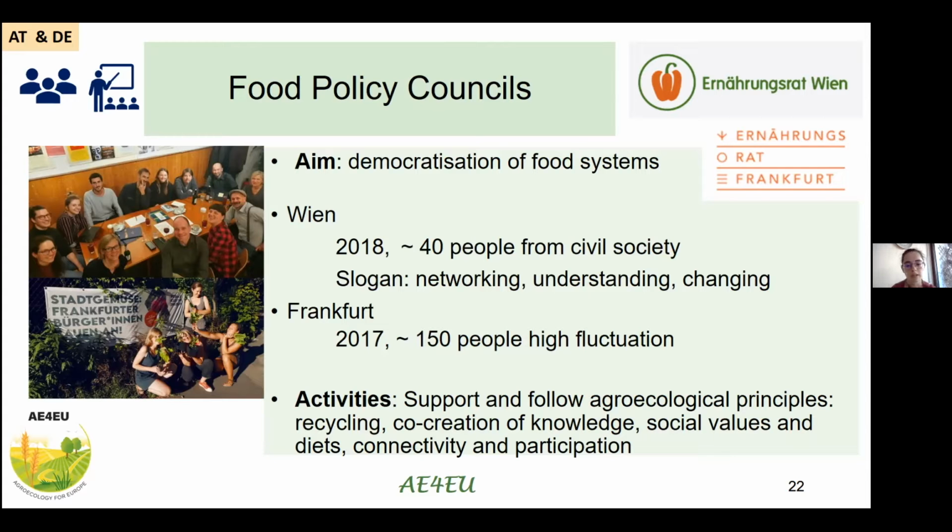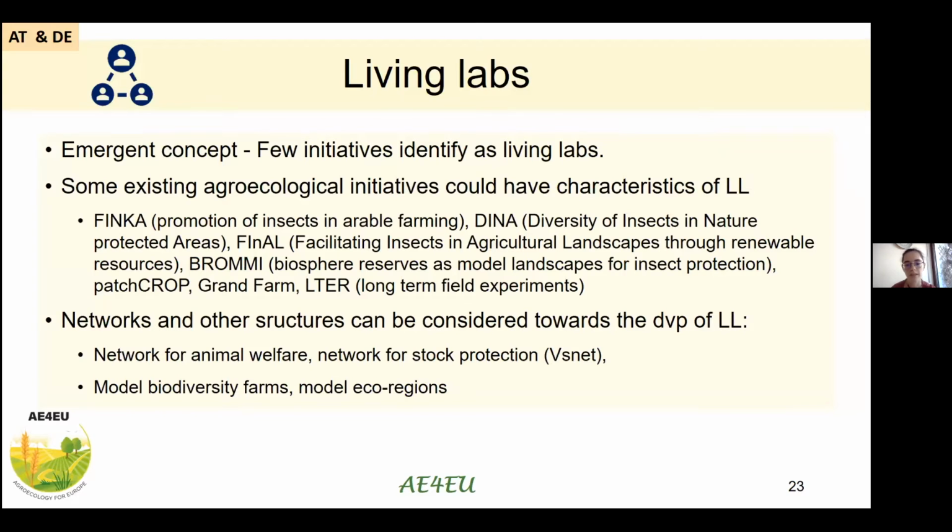Then we can go to the next pillar, the Living Lab pillar, which we could say is an emerging type of initiative. Most key informants could not name any living lab, and the initiatives themselves did not always identify as such. Most living labs that I could list are quite recent, and certain networks like demonstration networks or model ecoregions, which exist in both Austria and Germany, can be considered to further develop living labs.